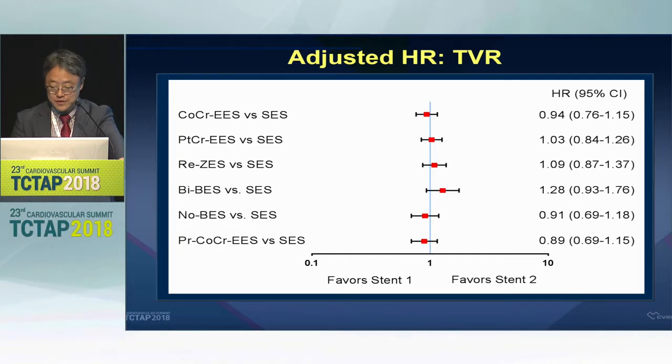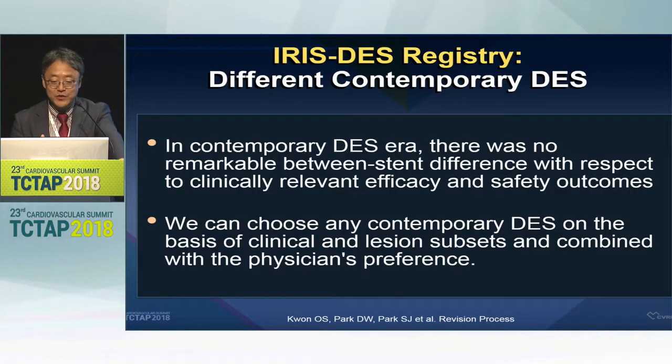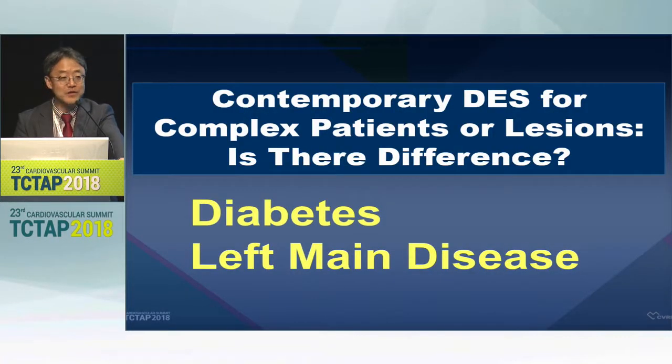TVR was no difference. And definite or probable stent thrombosis favored the contemporary drug-eluting stent, but it was not statistically significant, owing to the limited number of events. So looking at the real-world data, among different contemporary drug-eluting stents, there was no remarkable between-stent difference with respect to clinically relevant efficacy and safety outcomes. You can choose any contemporary drug-eluting stent on the basis of clinical and lesion subset, combined with physician preference. And what about complex lesions?